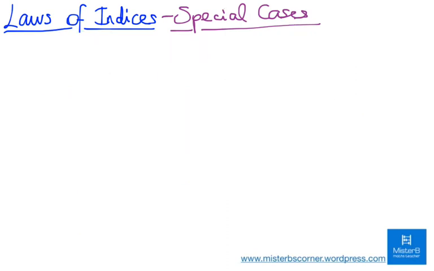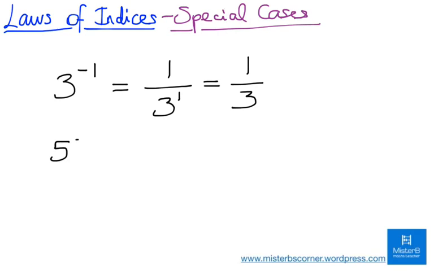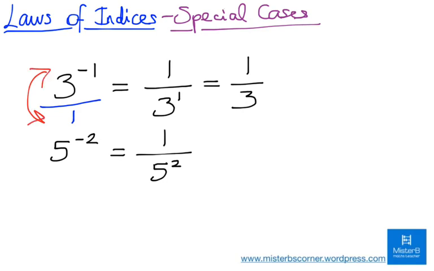Another case is a negative power. If you have 3 to the power of negative 1, you write a fraction, 1 over 3 to the power of 1, which is 1 over 3. If you have 5 to the power of negative 2, it is 1 over 5 to the power of 2, or 5 squared. You can remember this special case as follows: consider 3 to the power of negative 1 as a fraction over 1, and you flip it upside down. When you do that, you lose the negative sign. You write 1 on top, 5 squared at the bottom. This is how you deal with negative powers.